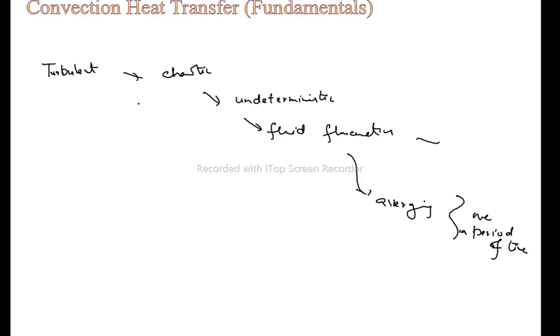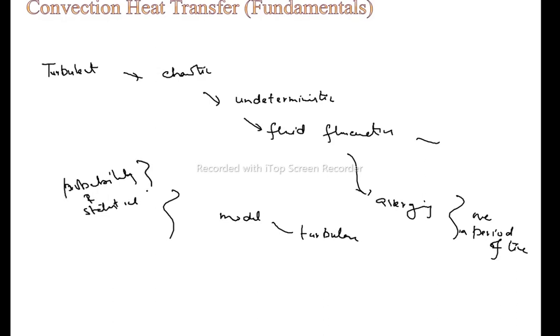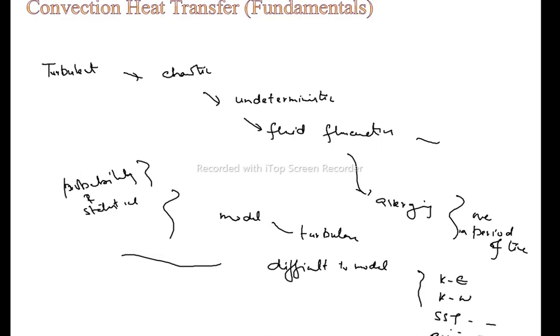So in short, turbulent flow is quite difficult to handle, and you have some models which are called turbulence models. They are based on probability and statistics, and you use this information to predict what is seen in turbulent regimes. Maybe you have heard of many models, k-epsilon, with dissipation, the k-omega model, so many models. So it's very difficult to handle.